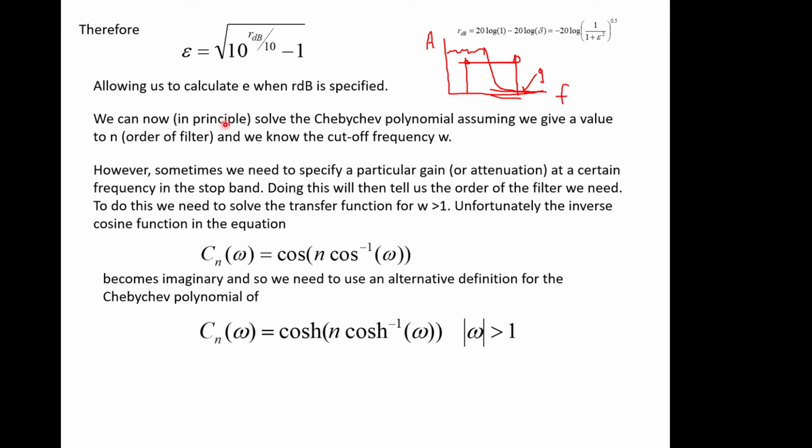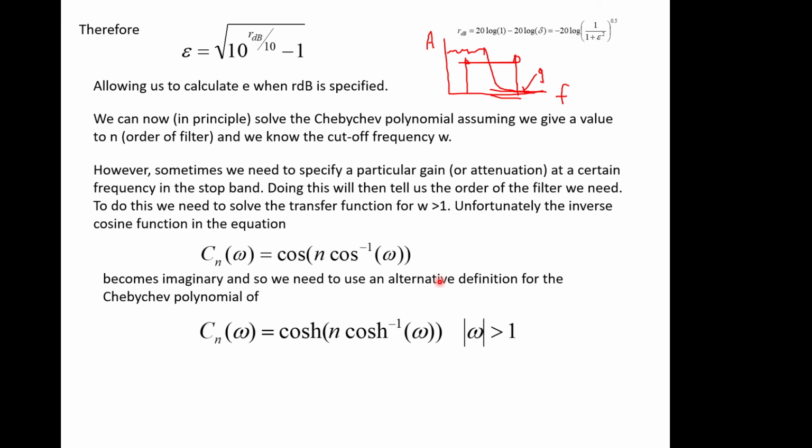So that's just a question of then solving the Chebyshev polynomial for a given value of attenuation at a fixed frequency and working out what polynomial will give us that, given that we've given it a value of n. To do this, we need to solve the transfer function for omega bigger than 1, because omega equals 1 is our cutoff frequency. And we can't do that because this definition of the Chebyshev function won't allow us to solve that for omega greater than 1.